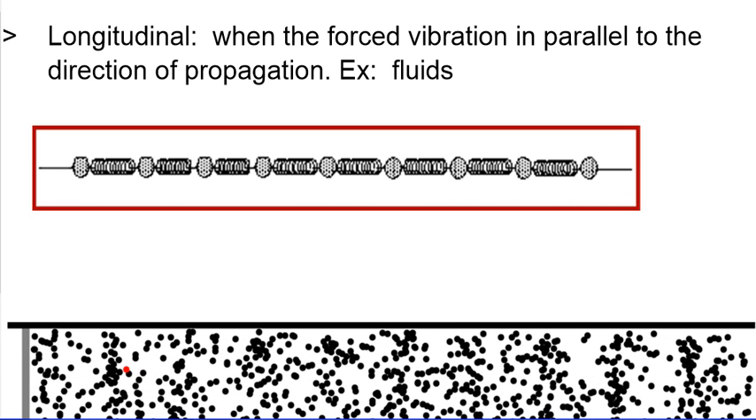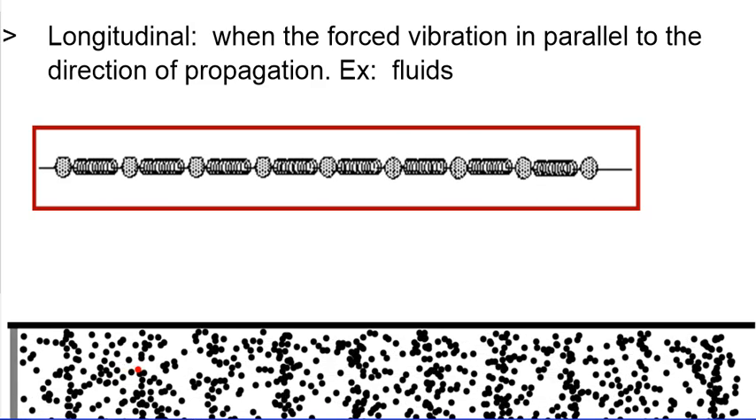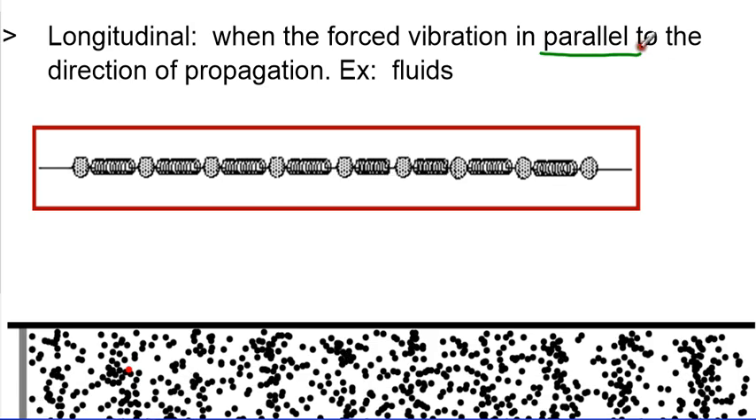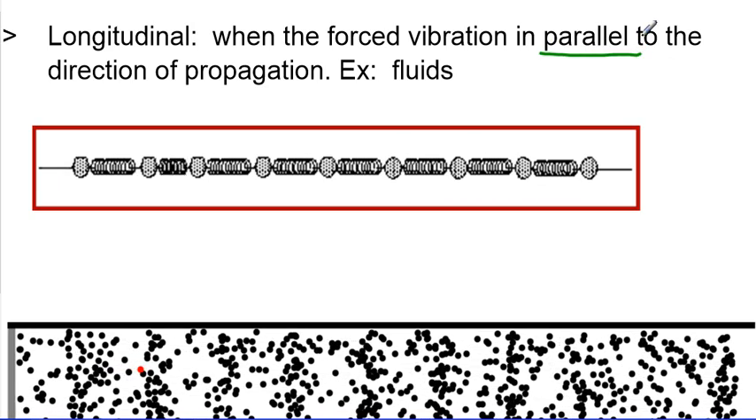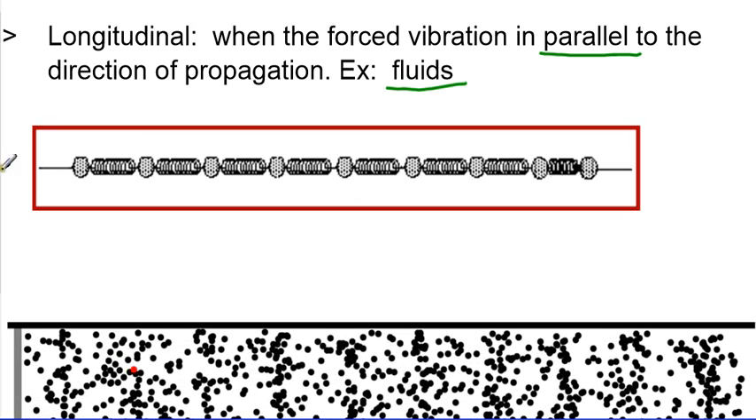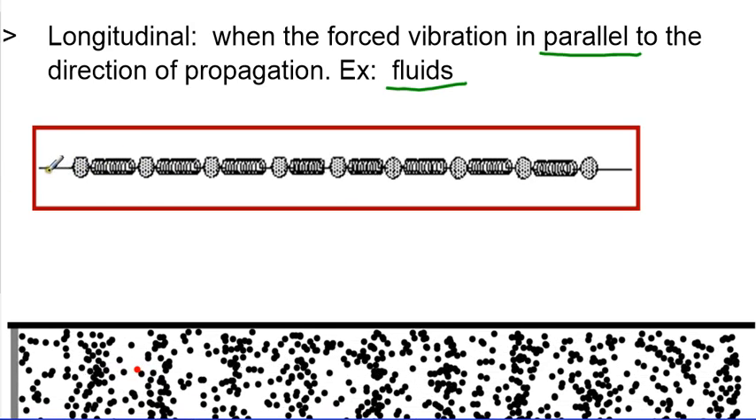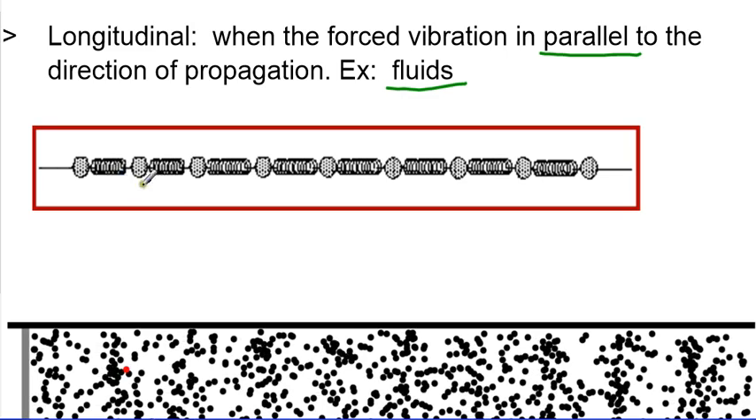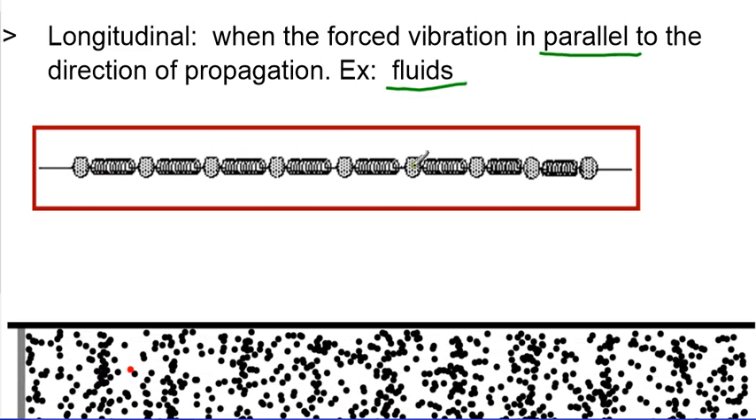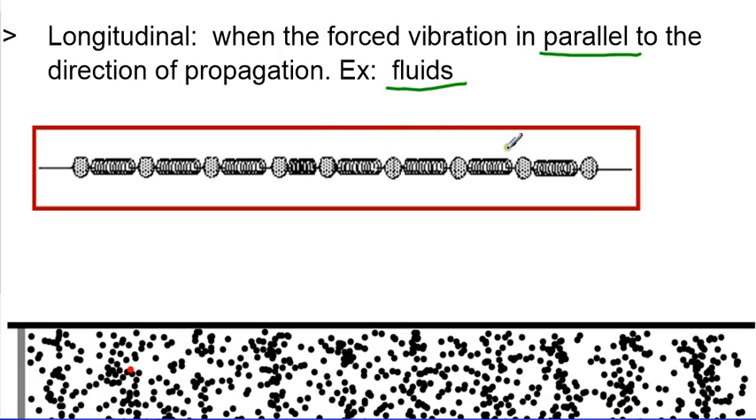The other type of mechanical wave, or category I should say, is longitudinal. And this is when the force vibration is parallel to the direction of propagation. This happens in fluids, typically. And so that's what this looks like. If we were to compress a spring on the left side, the wave would propagate to the right by compressing and decompressing the spring as it goes along.